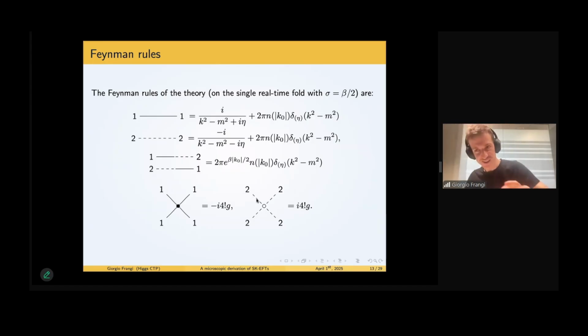Anyway, to conclude this section, once you make all these choices and assumptions, you get to the Feynman rules of the theory that we're going to use to perform the renormalization. There are a couple of interesting features about them. The propagator of the theory is a 2x2 matrix that has off-diagonal terms. On the single real-time fold, the single type internal line, the line that goes 1 to 1, 2 to 2, has a kinetic term plus a thermal contribution that is entirely localized on a mass shell, whereas the off-diagonal part just has this mass shell term.